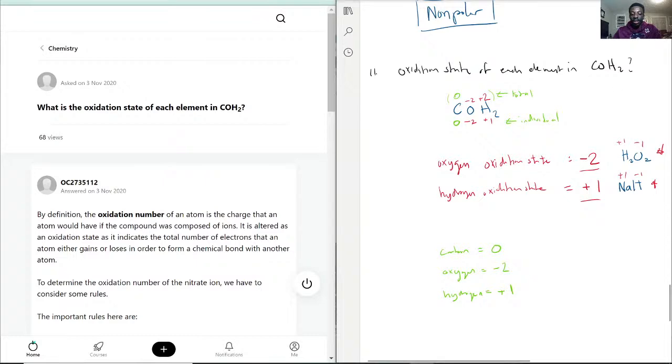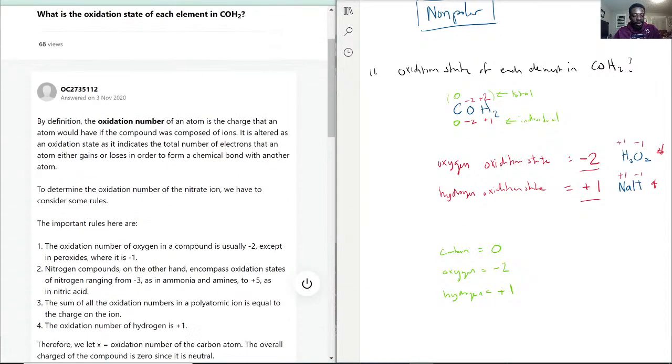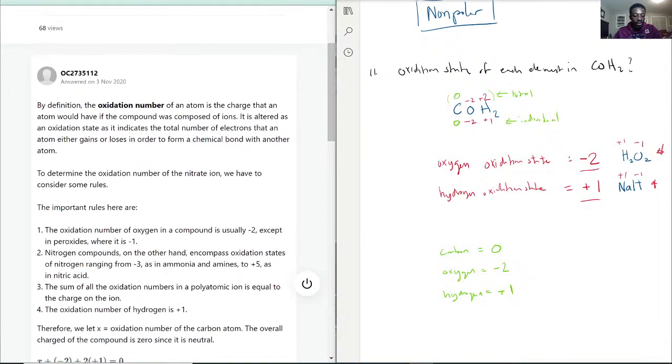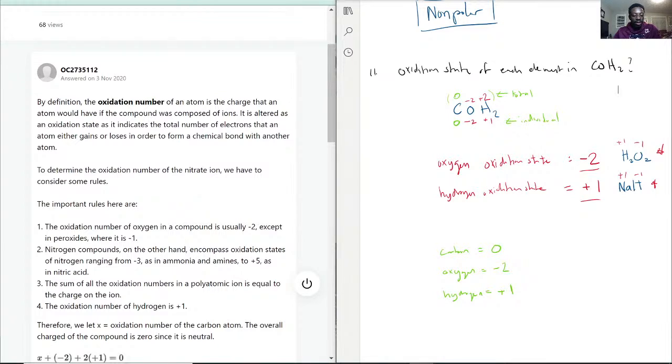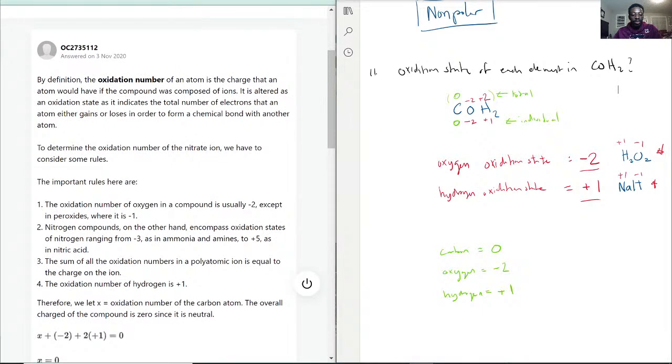So that being said, let's see how we did. The important rules, they do break down a lot. The oxygen is usually -2, except for peroxide, which is -1. Nitrogen, it can change based on what it's attached to. The sum of the oxidation numbers is equal to the charge of the ion. So in this case, the charge was 0, and the oxidation number of hydrogen is +1, except for the explanation of what I did there, where you have hydrogen bonded with metals, okay.